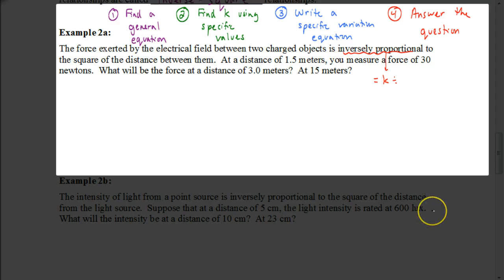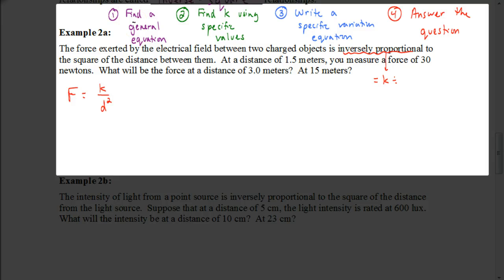So before that phrase, you'll get your first variable. Here it's talking about the force exerted by an electrical field between two charged objects, so I'll just use F equals k divided by something. And then after that phrase, inversely proportional, is what we're going to be dividing by. It's going to be the square of the distance between them. So there's your equation. That's our general equation that we would use now. So that is step one.